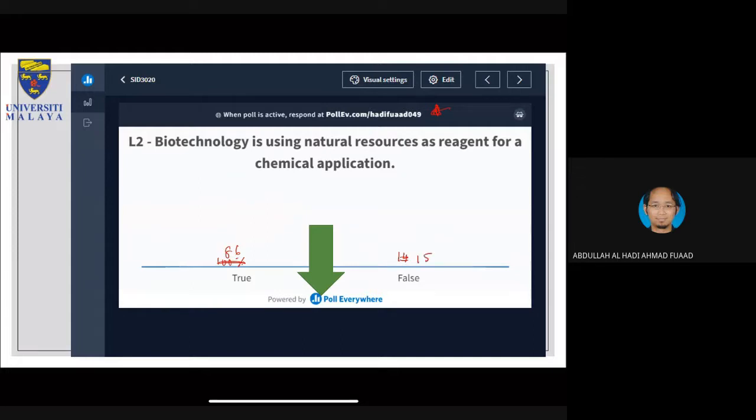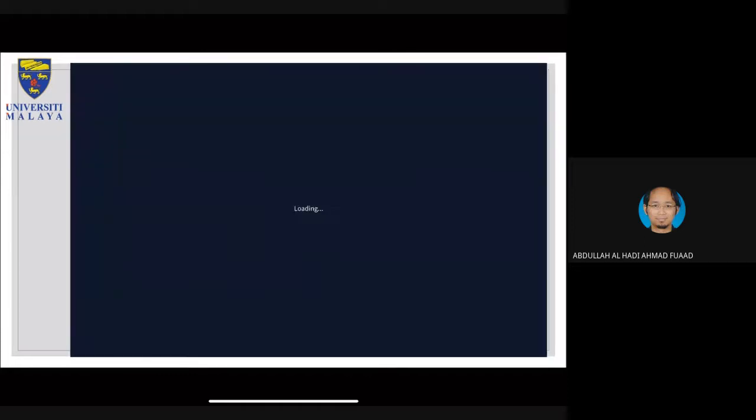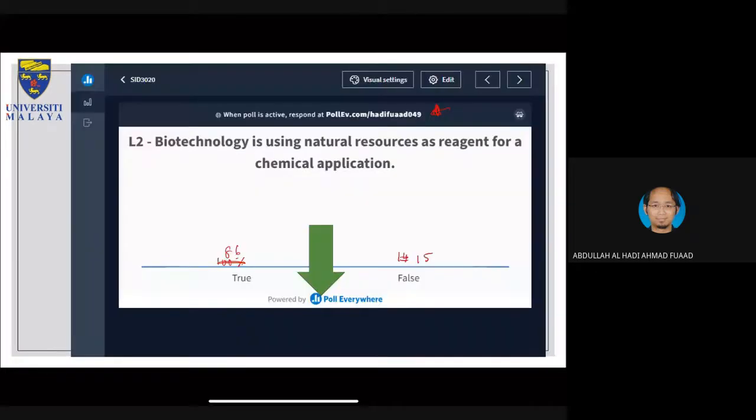I would like to do a live event. Unfortunately, as you can see from this slide, it's been loading forever, most likely because the internet is slow. Okay. 93 on the left-hand side, 7% on the right-hand side. I'm not sure how many have answered. How many do we have here? We have about 18. Okay, semua orang dah jawab?